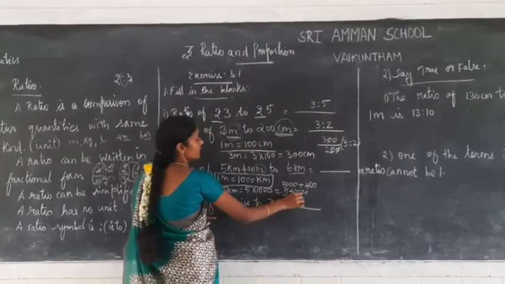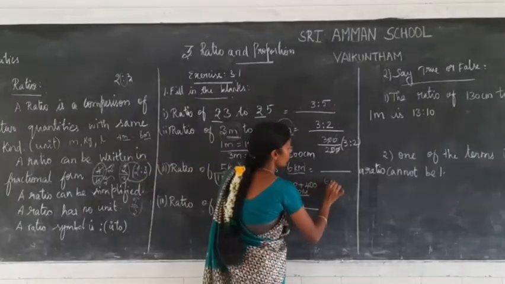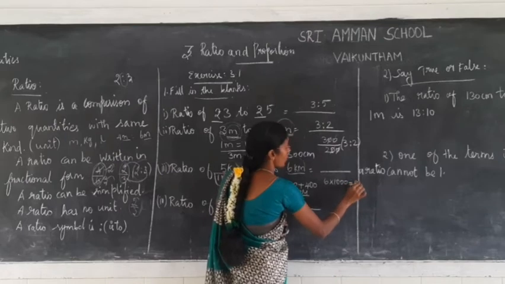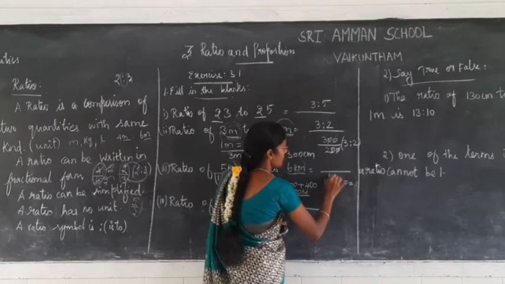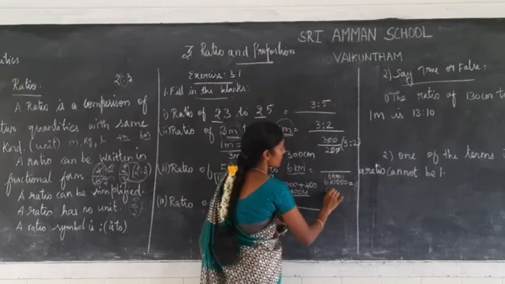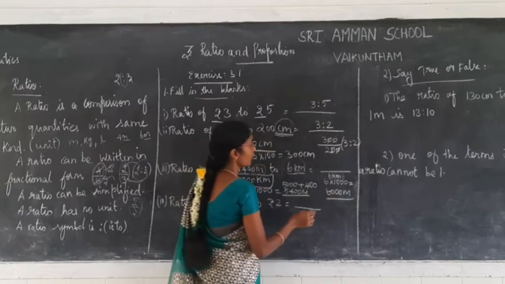So here we converted this into meter. Now this one, 6 kilometer equals 6 into 1000, which is equal to 6000 meter. So how will you write this?